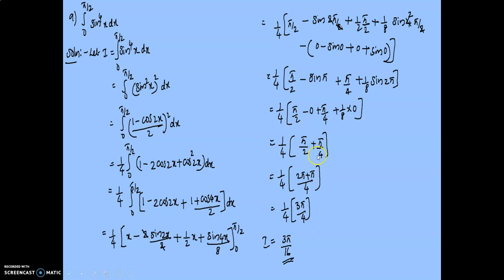So 1 upon 4 pi by 2 plus pi by 4, that's equal to 1 upon 4, 2 pi plus pi upon 4, that is 3 pi upon 4. So multiplying, 3 pi upon 16 is the answer for this question.